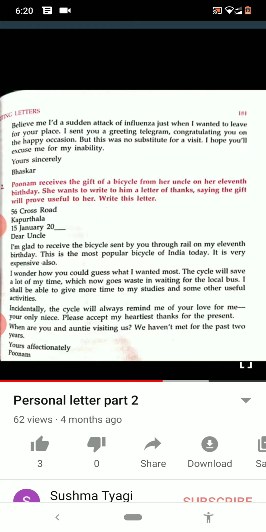So what Poonam has written: first of all, she was very happy to receive the gift on her birthday. Then she thanked uncle that it was really a nice gift and it was going to prove very beneficial for her. So in this way, she wrote her letter and she also thanked uncle for that valuable gift, because it was very expensive also. So in this way, we can write our feelings in the form of a letter.